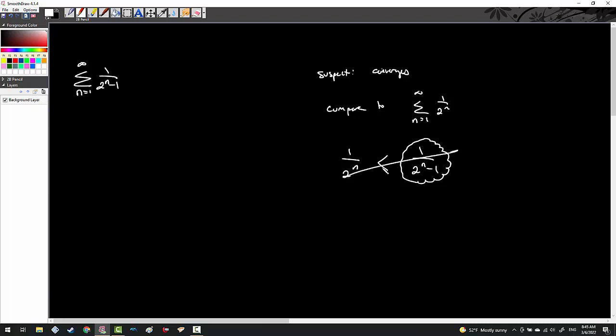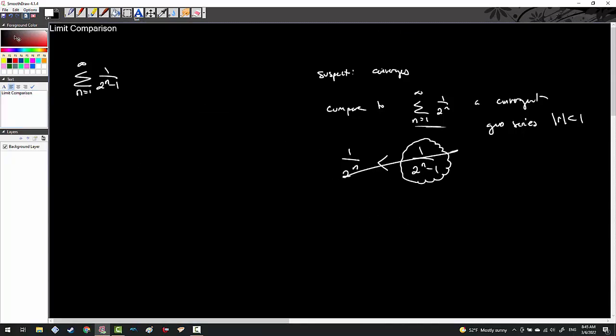Nevertheless, we are actually going to compare to this 1 over 2 to the n, which is a convergent geometric series. And again, that's because the absolute value of r is less than 1. But when it becomes difficult or even impossible to tell which function is above or below, or if one function isn't clearly above or below at all times, we go to a different kind of comparison test, which is called limit comparison. Now, limits are a really great tool for comparison testing because limits will often tell us the end behavior of the functions that we're looking at.